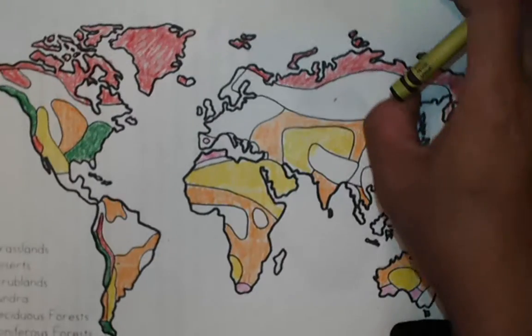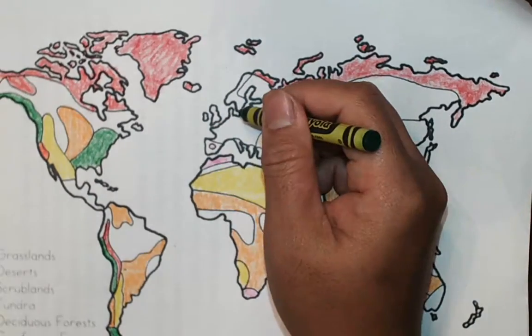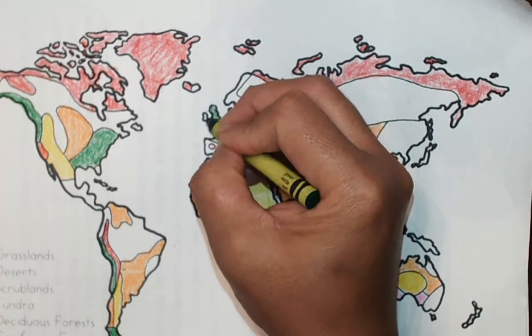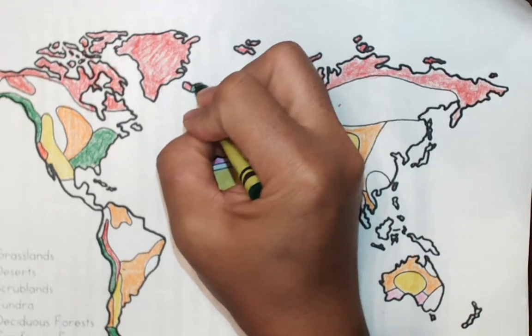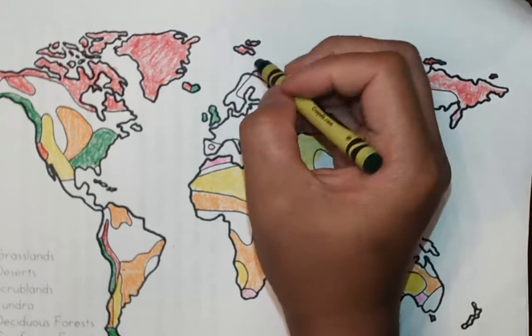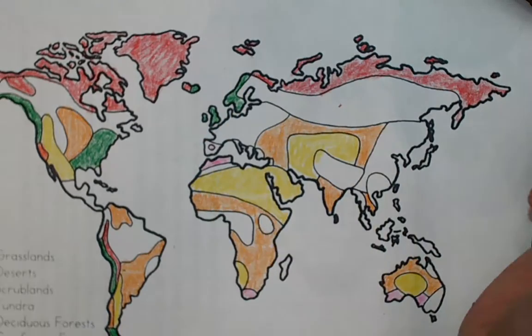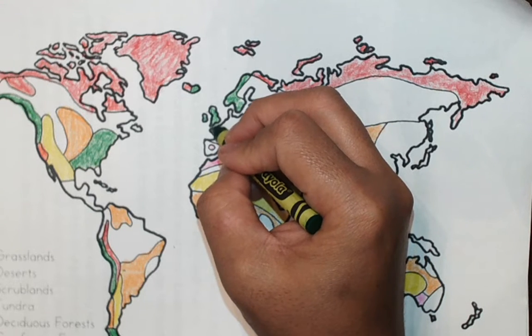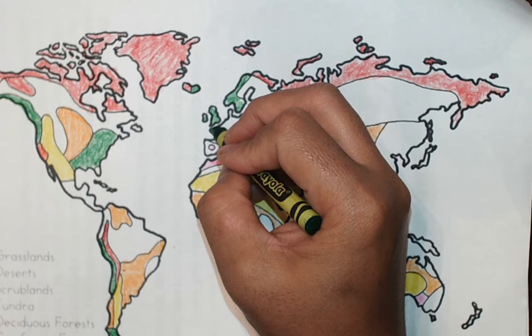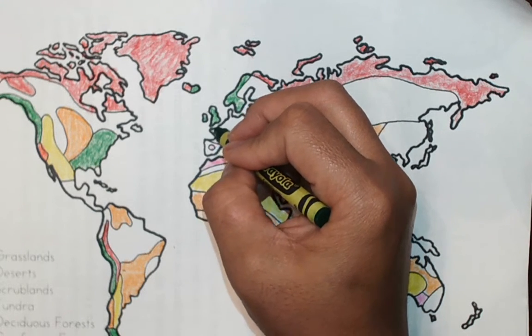All right, moving over here to Europe. Most of Europe, and then the other half of the island out here, that is all deciduous forest biomes. This part right there, and then all this area right in here.